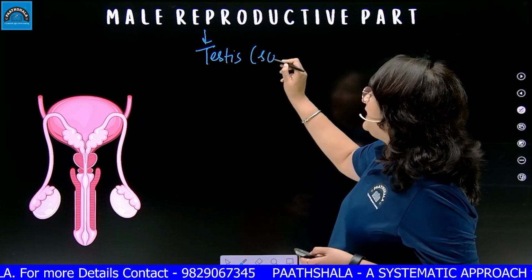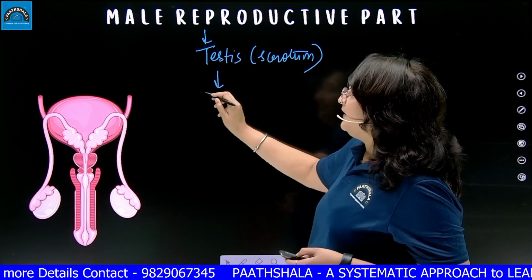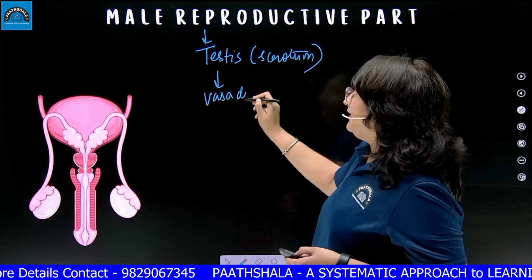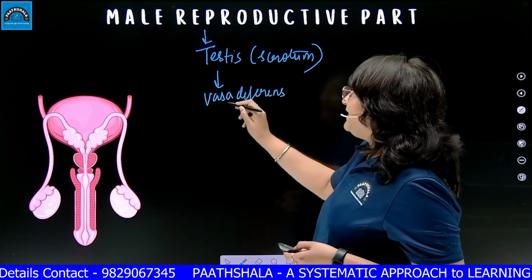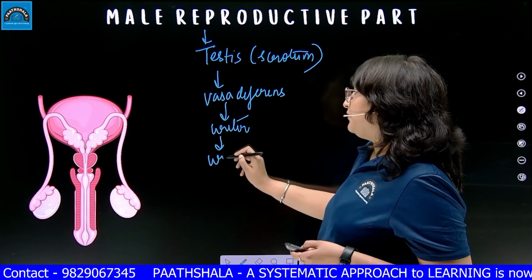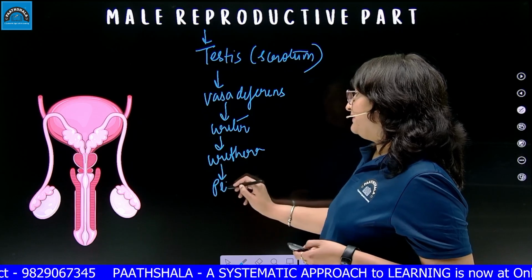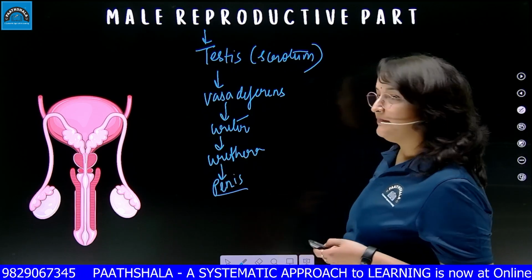Testes are located in scrotum. Then testes are opening into vasa deferens. Vasa deferens are connected with ureter. Ureter is opening into urethra and urethra is releasing the sperm and the semen by penis.